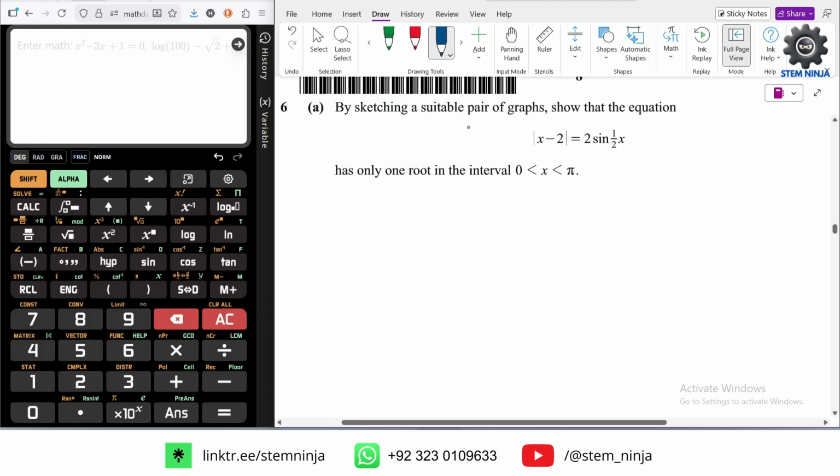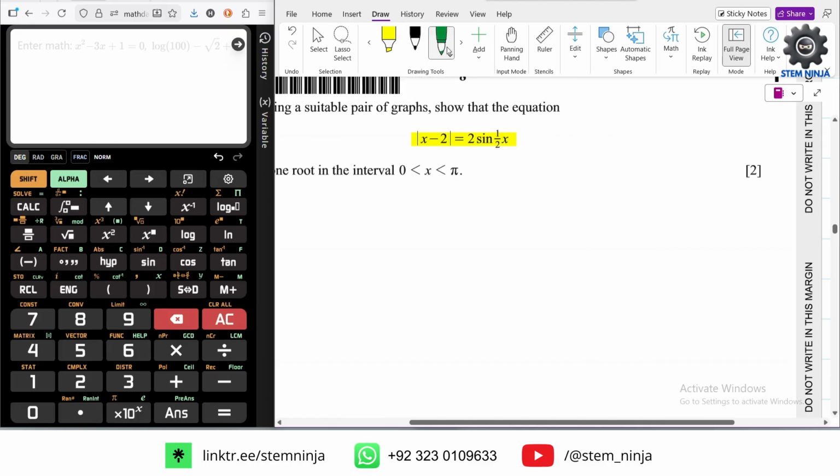Okay, so question number 6. By sketching a suitable pair of graphs, show that the equation x minus 2 equals 2 sine half of x has only one root in the interval 0 to 5. Okay, so let's just gently sketch them one by one separately, and then I'll show you how to deal with it together. So x minus 2 will be sort of like a V-shaped graph where this is 2 and this is also 2, because it's going x minus 2 and 2 minus x. This is your 2 minus x and this is your x minus 2. Basically sort of like a piecewise function. You can watch our videos in the revision playlist on how to sketch this.